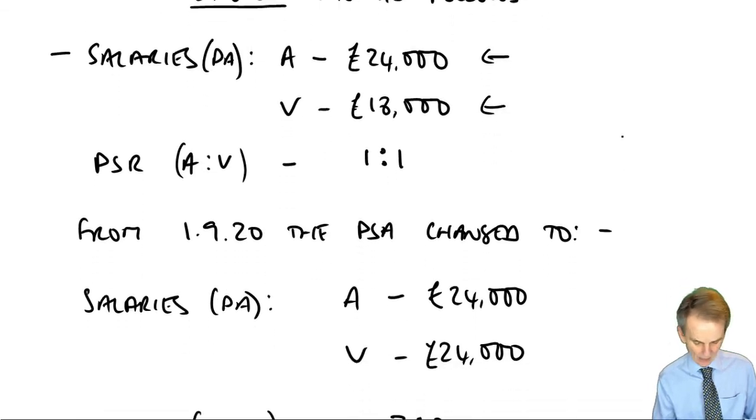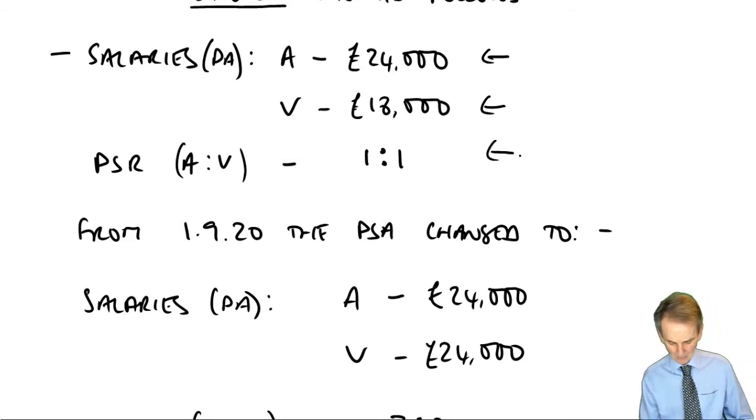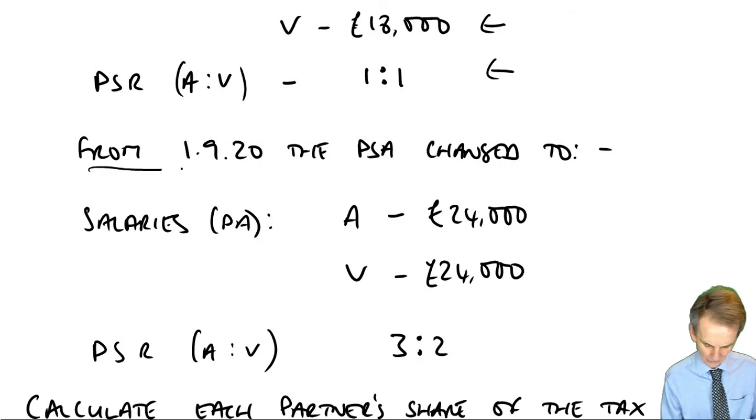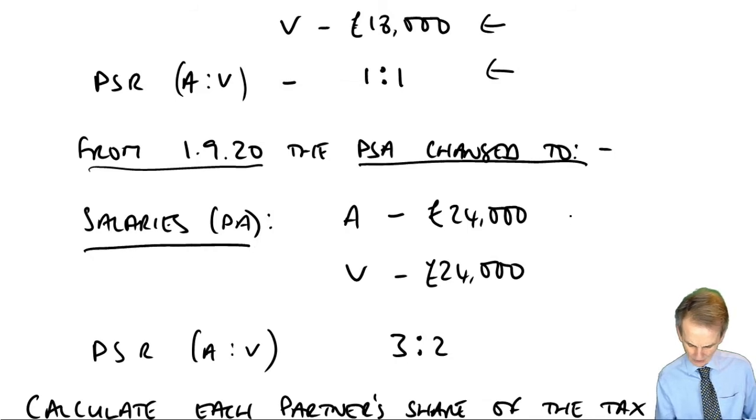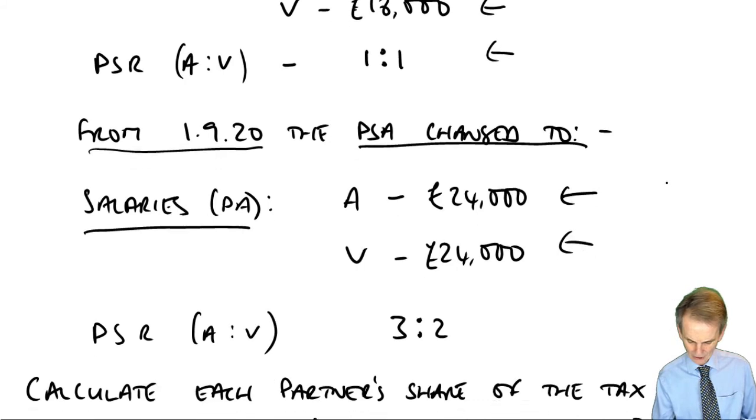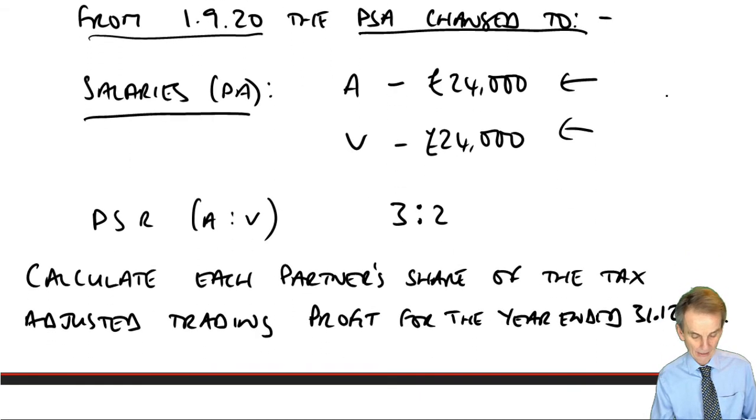The profit sharing ratio between A and V was simple. It was a 1-to-1 split. But then from the 1st of September 20, so September, October, November, December, the last 4 months of this year end, the profit sharing agreement changed to salaries. Well, we've evened up the salaries. Now both of them have £24,000 per annum.